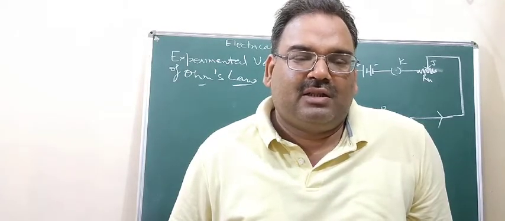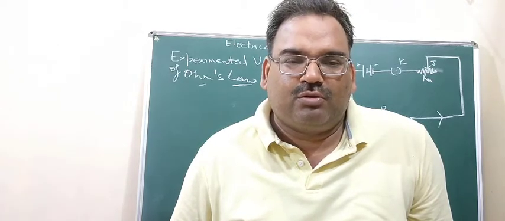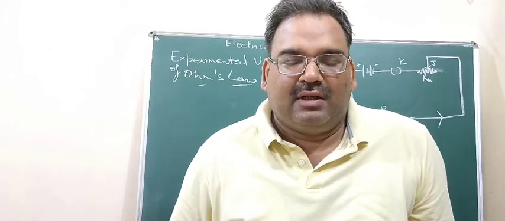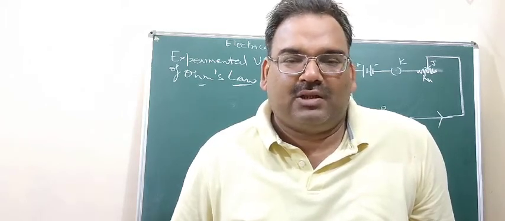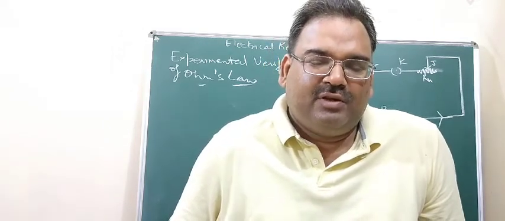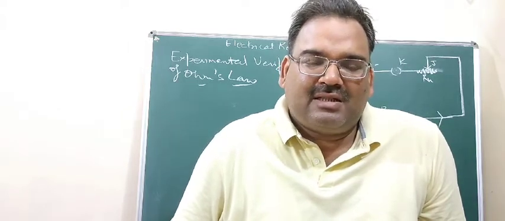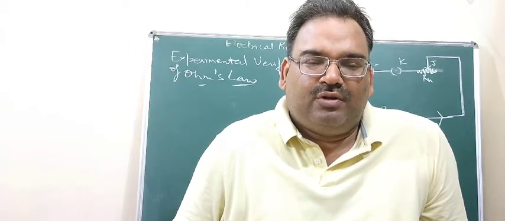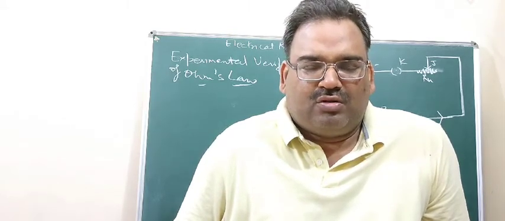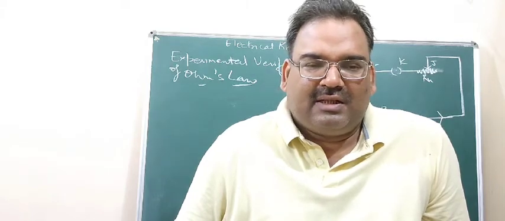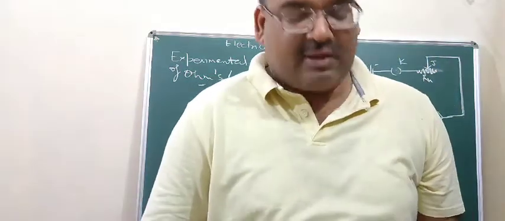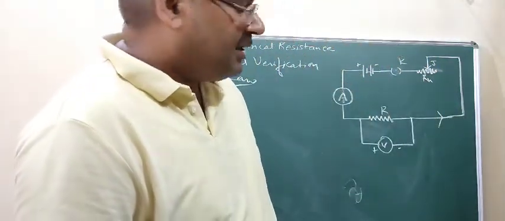Now we will discuss the experimental verification of Ohm's law. We will see practically whether Ohm's law is followed for a metallic conductor or not. We will have an experimental setup with a resistance, and we will find the current flowing through the resistance and the potential difference across it. So we will make a circuit diagram with the resistance, an ammeter and a voltmeter in the circuit.